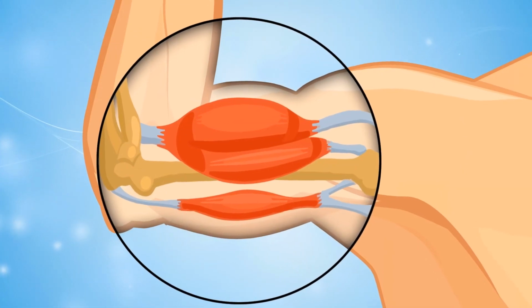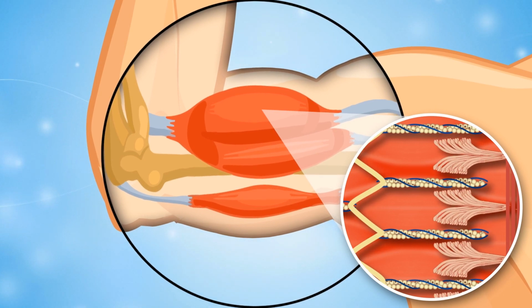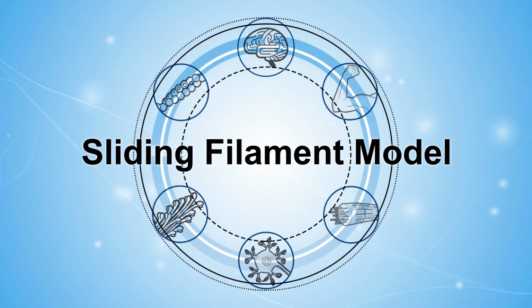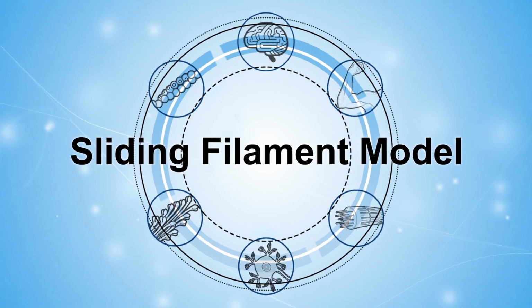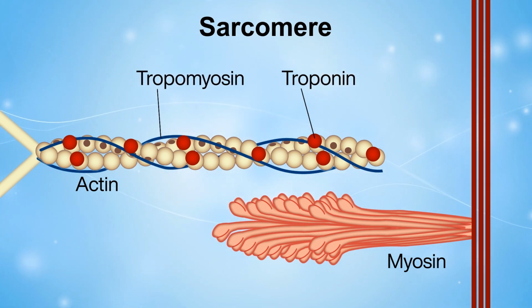Now that the location of muscle contractions has been identified, let's begin the process. The model scientists use to explain muscle contractions is called the sliding filament model. Before a contraction, actin and myosin are at rest in the sarcomere. At rest, two proteins, tropomyosin and troponin, block myosin from binding to actin.